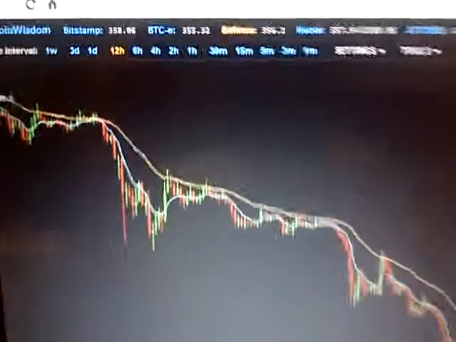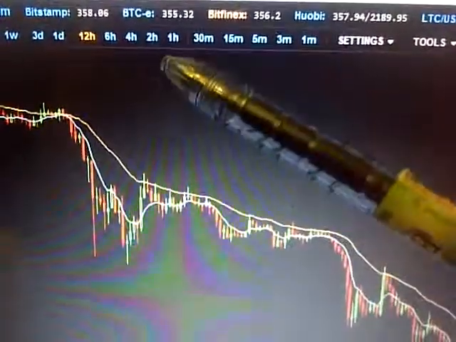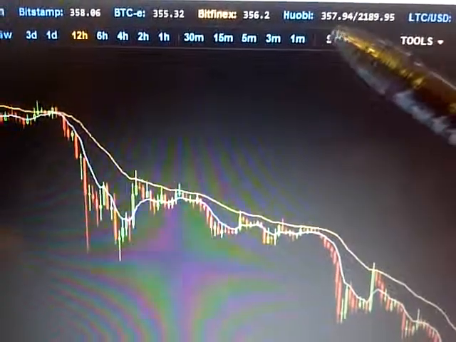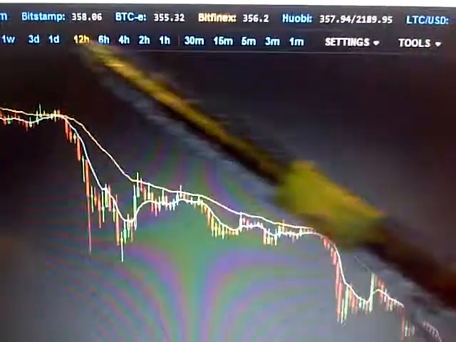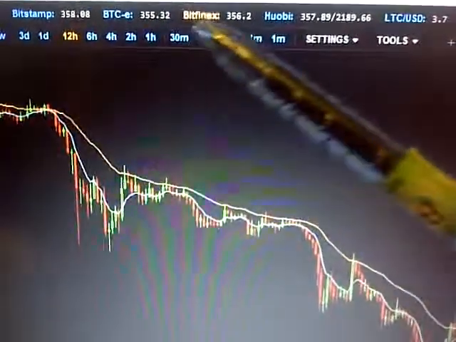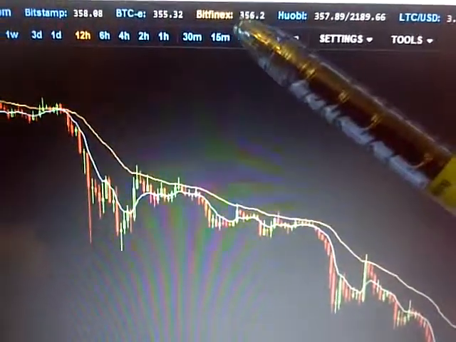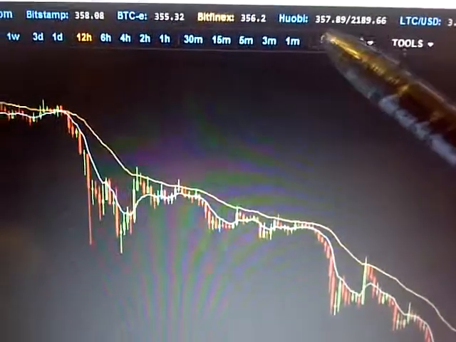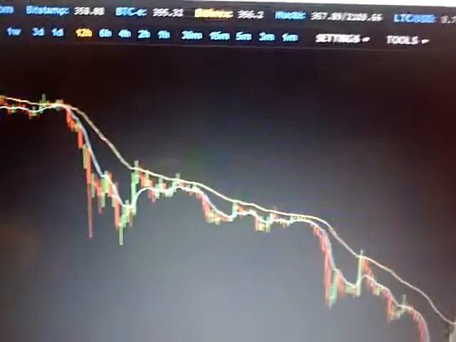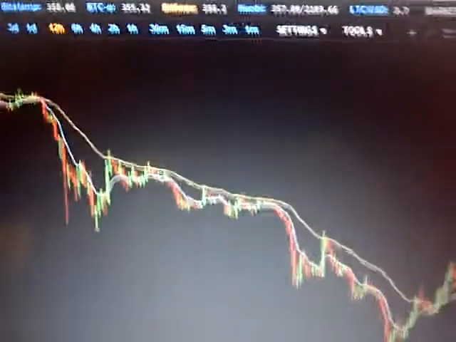Anyways, looking at the price now, it's somewhat stabilized. It's not that much of a difference between BTC-e and all the other ones here. Bitstamp's the highest, but they're very close. There's not a $5 to $10 range in price. So everything's already been arbitraged in some ways. So anyways, let's go look at the chart here.